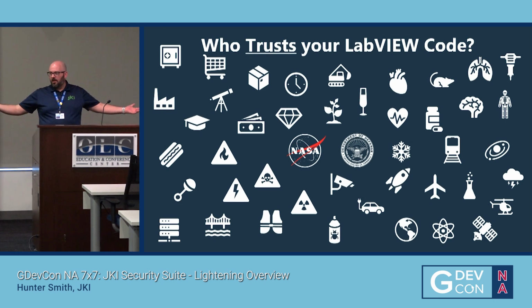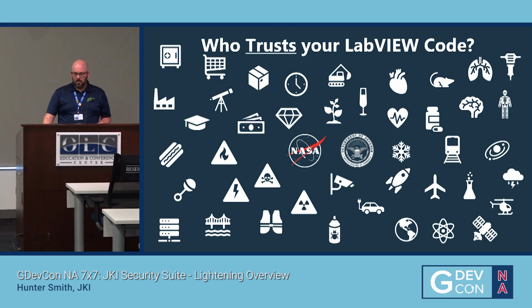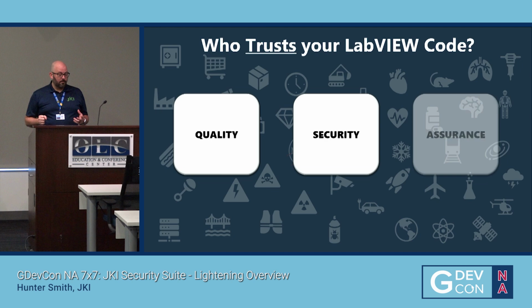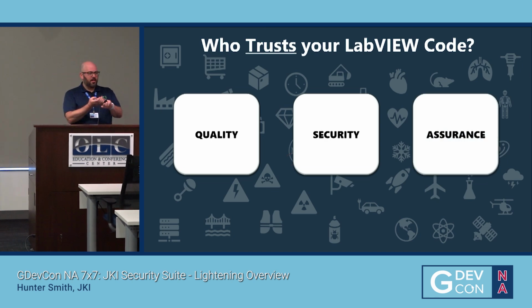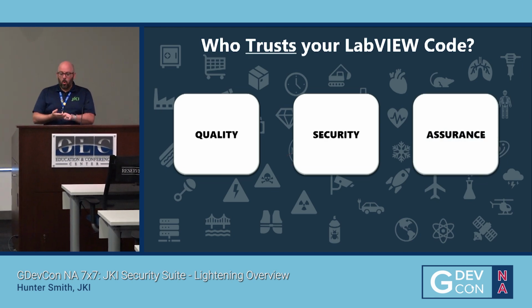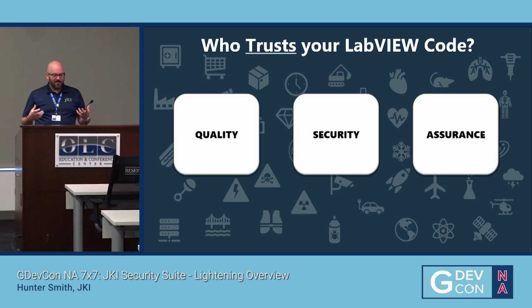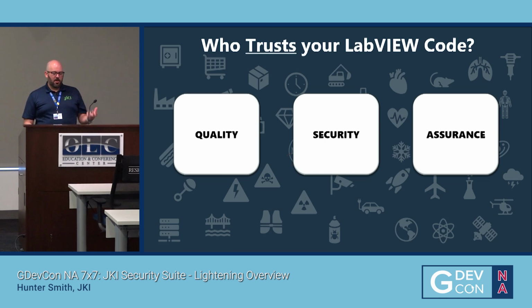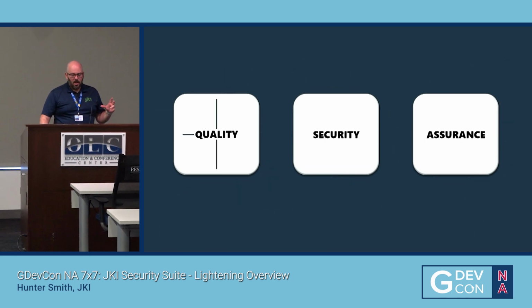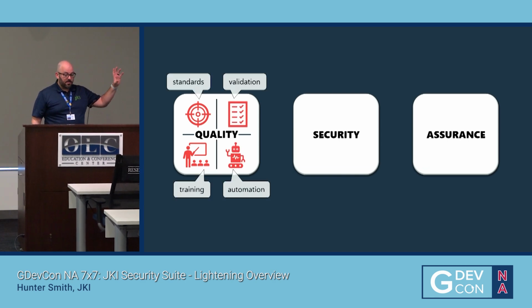Other than coming to GDevCon and learning best practices from your peers, what are the things that you can do to make your code trustworthy? I think there's three main parts. We want our code to be high quality, we want it to have good security practices, and we may need some assurance paperwork. We may need to turn in some documents. So for quality, we need to start by having standards that we can map to, written standards. We need to have training materials so we can train our users. We need ways to validate that that's being used, and ideally ways to automate that so we can scale.